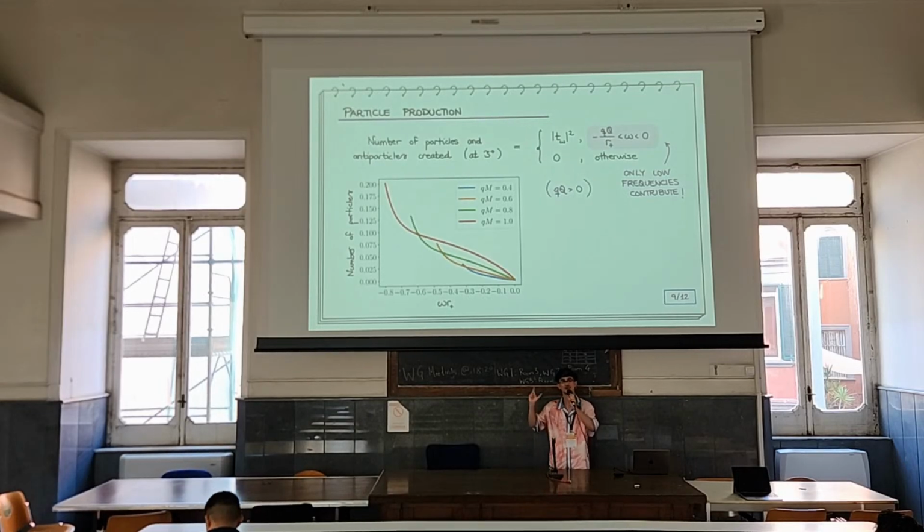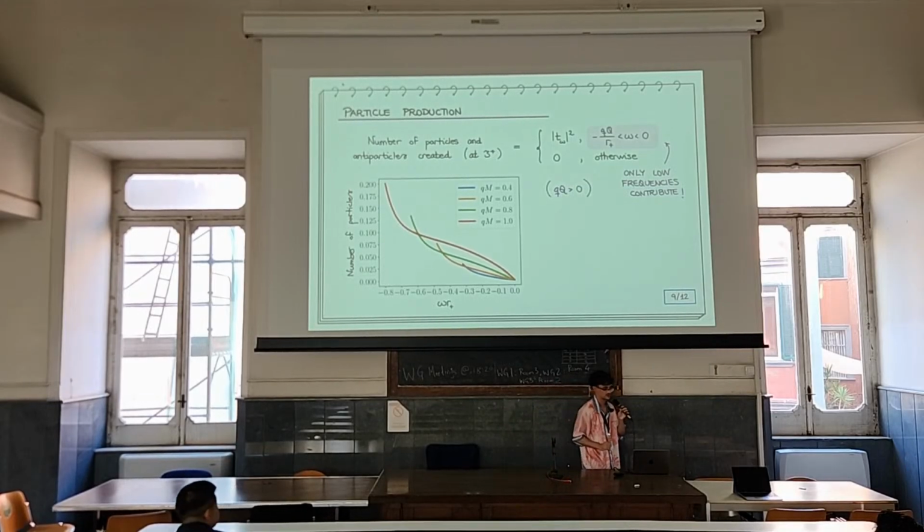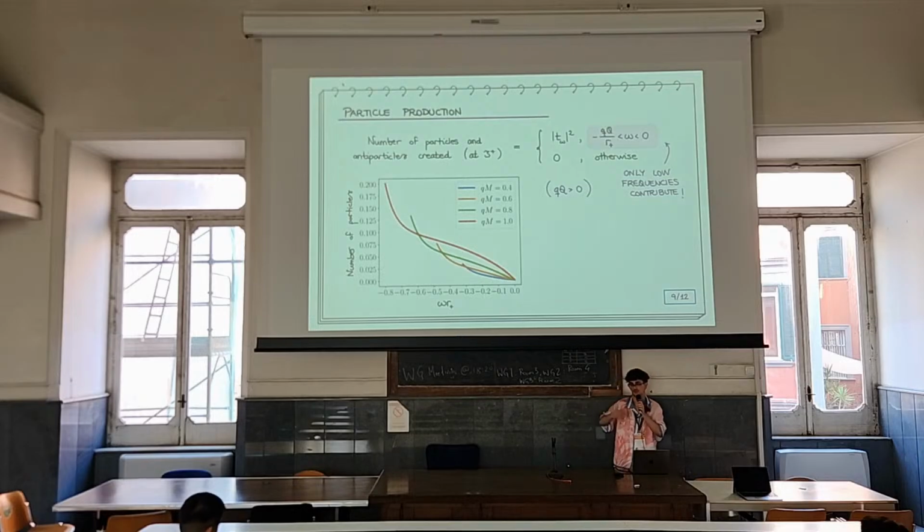And indeed, we have particle creation in a very low frequency interval. Outside that interval, there is suppression of the particle creation. I mean, there's no particle creation. And this particle creation, as you can see in the figure, is enhanced when we increase the electromagnetic interaction between the charge field and the black hole.